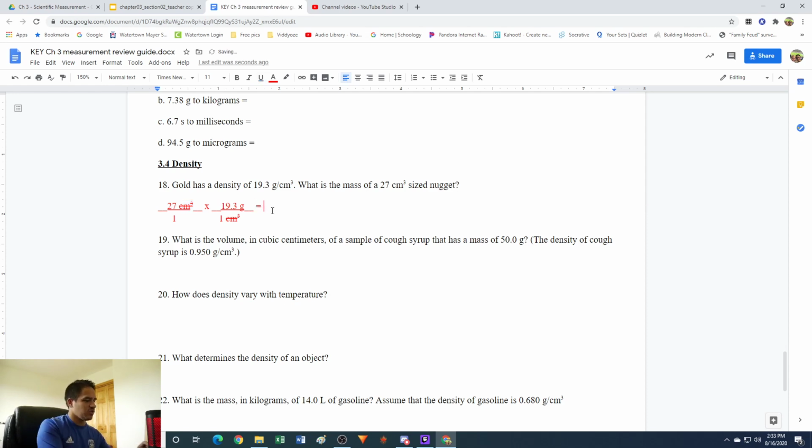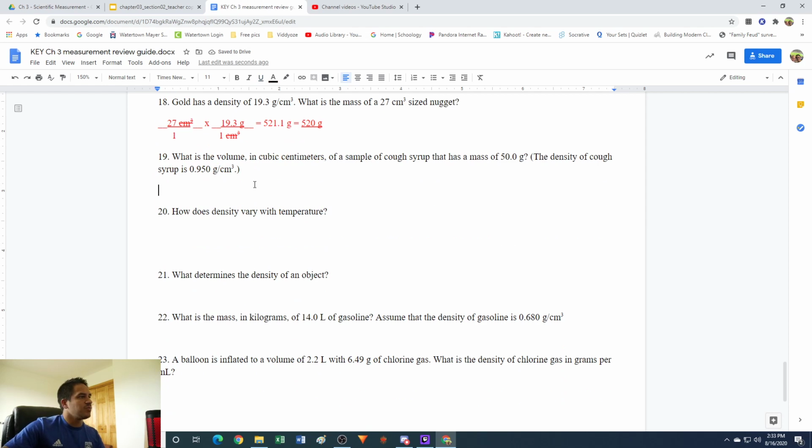So we're just going to take 27 times 19.3. We'll get 521.1 grams. And then we are going to round this to 2 significant figures. So keep the 5 and the 2. The 1 will keep the 2 a 2 and round down to a 0. So it's going to be 520 grams for our final answer, rounded the right number of sig figs.